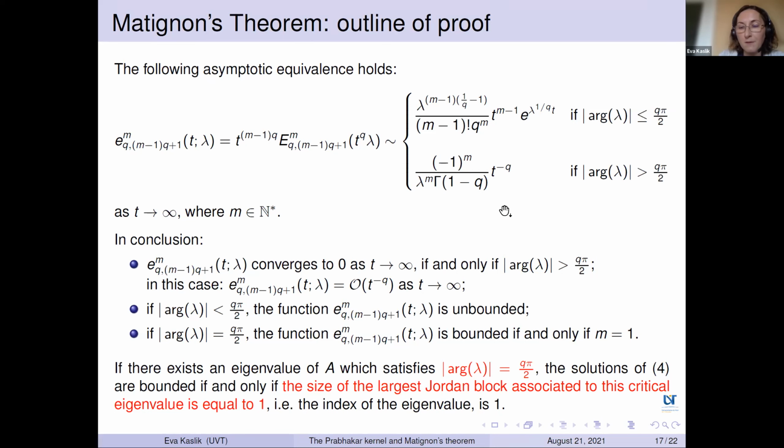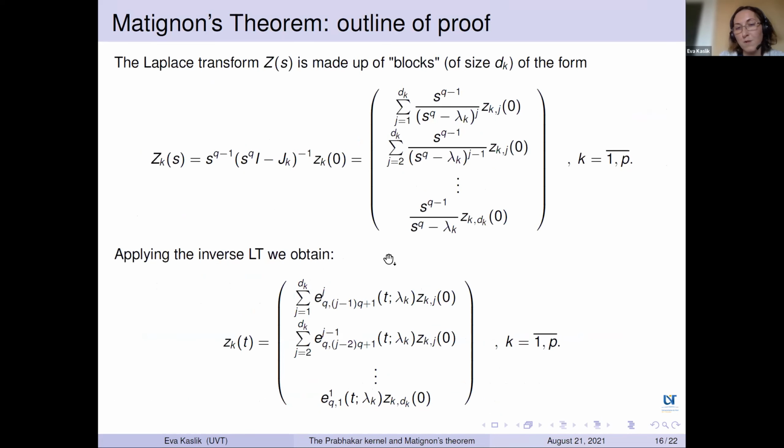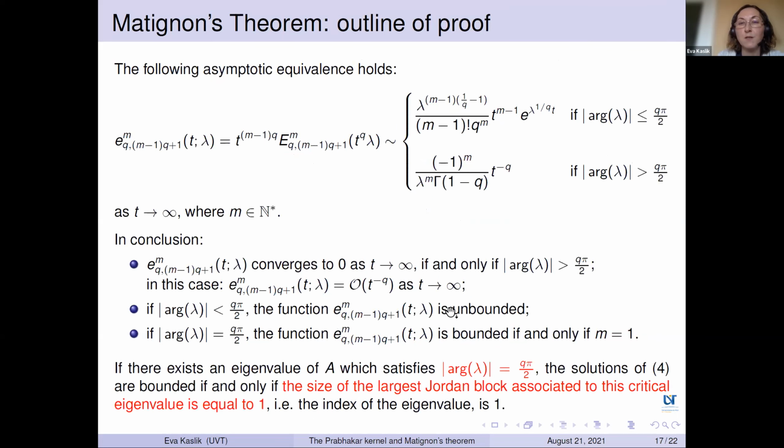So what we obtain, based also on the previous representation of our solution, is that in this limit case, if we want bounded solutions, we need the dimension of this vector to be equal to 1. So dk is going to be equal to 1, which actually means that the dimension of the largest Jordan block corresponding to that eigenvalue has to be equal to 1, meaning that the index of the eigenvalue is equal to 1 and not its geometric multiplicity. So this is just a small detail that we wanted to slightly correct.